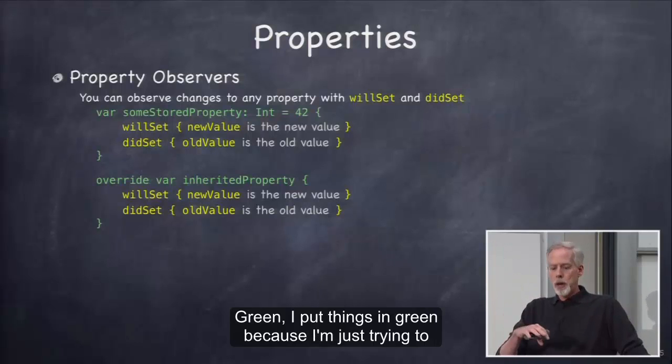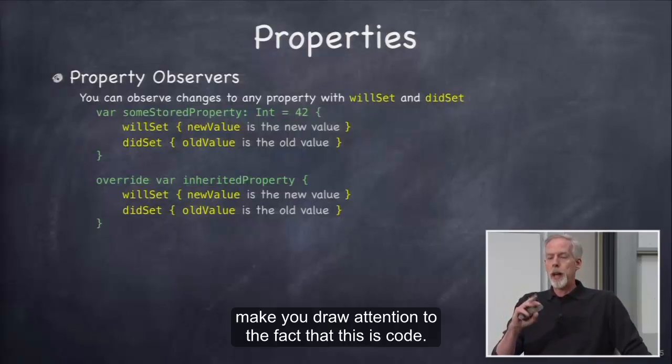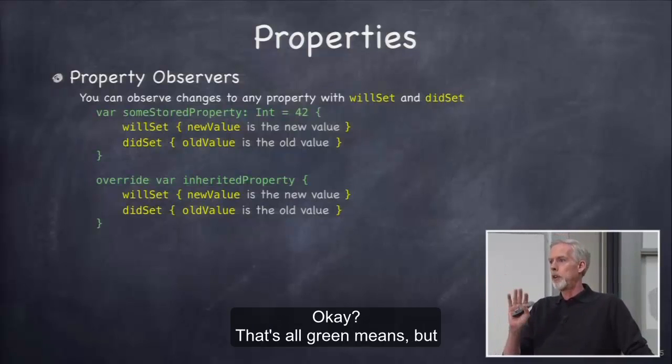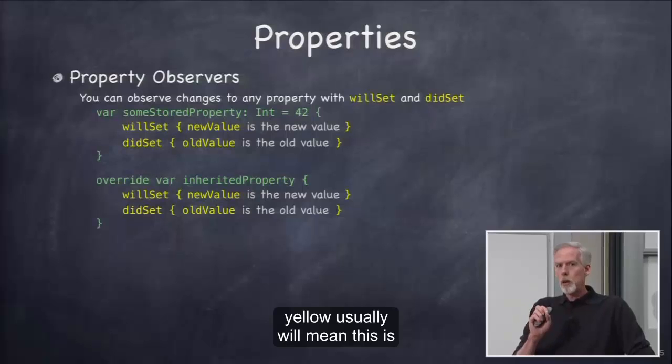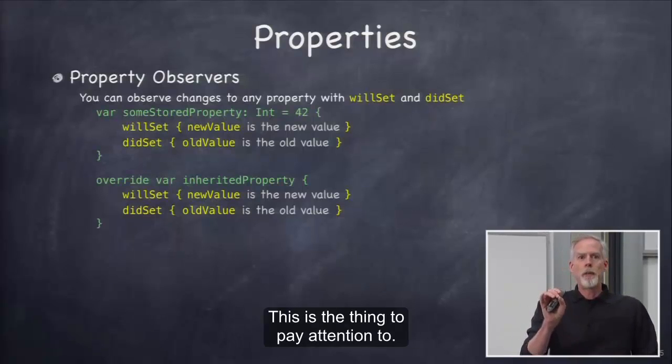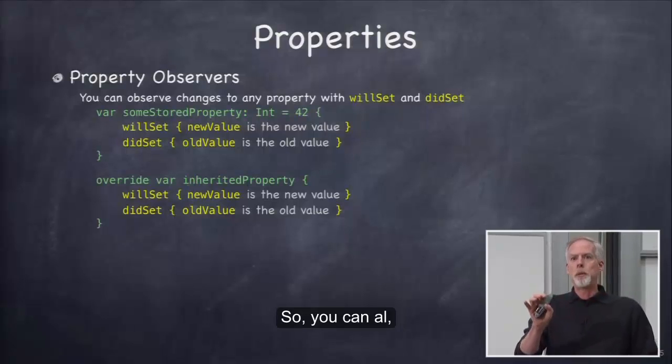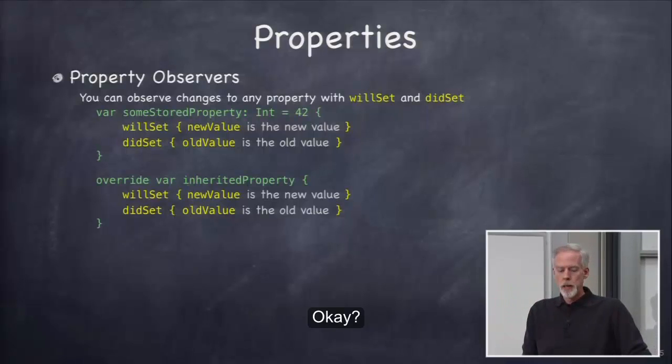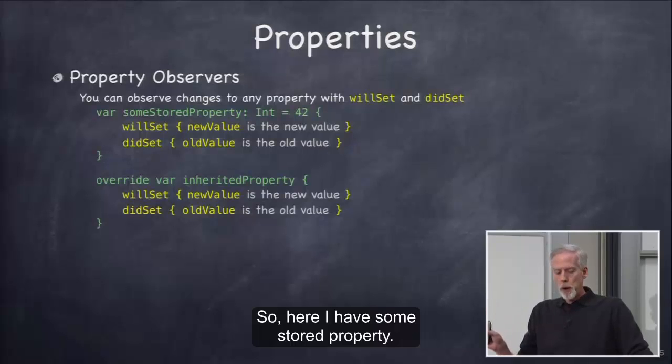I'm just trying to draw your attention to the fact that this is code. Okay, that's all green means. But yellow usually will mean this is the thing I'm talking about right now. This is the thing to pay attention to. So you can almost think yellow is like highlighted. Okay, so here I have some stored property.